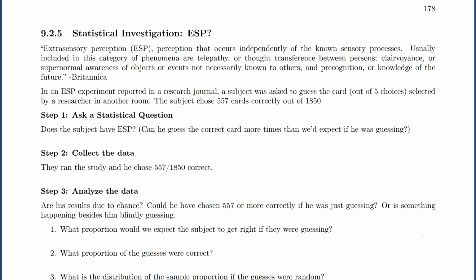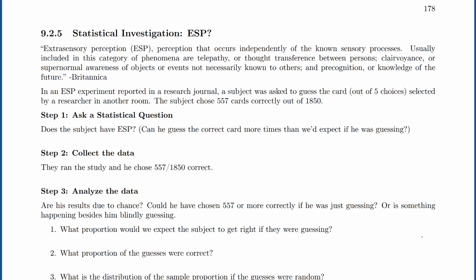So this one, we're going to do a statistical investigation from start to finish with our whole process. If you're talking about ESP, that's when people know things that they shouldn't be able to know. In one experiment that they actually put in a research journal, a subject was asked to guess the card out of 5 choices selected by a researcher in another room. The subject chose 557 cards correctly out of 1850 cards.